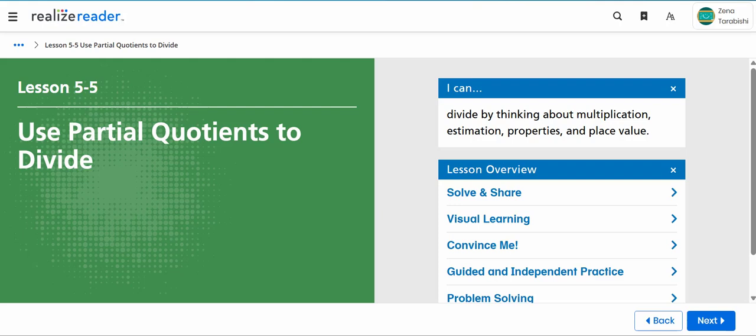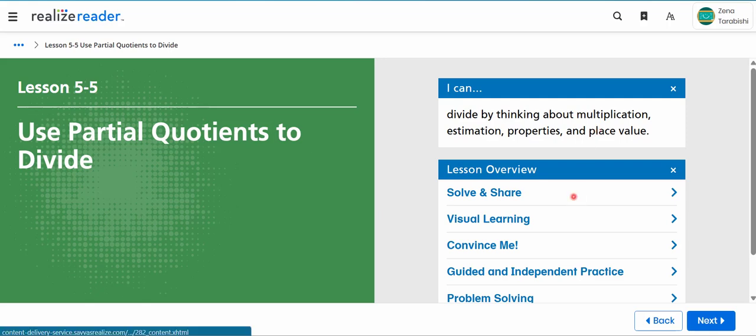So I've talked a little bit about partial quotients in the past, and now we'll talk about it a little more explicitly. Partial quotients just means that it is part of your quotient. It's not your complete quotient. Think about partial products. And so in this lesson, we're going to divide by thinking about multiplication, estimation, properties, and place value. And this is why we had to go part by part, first through addition, subtraction, multiplication, and now division.